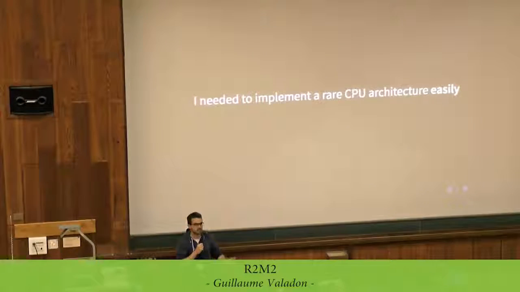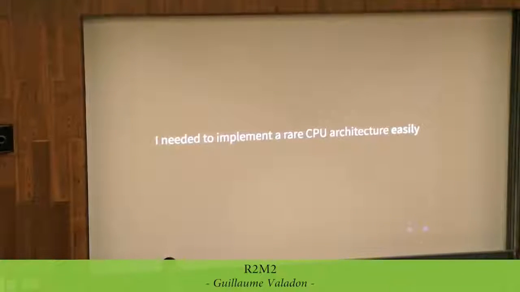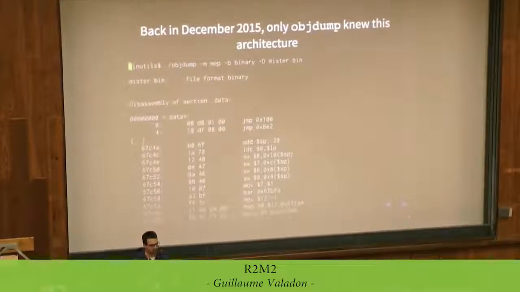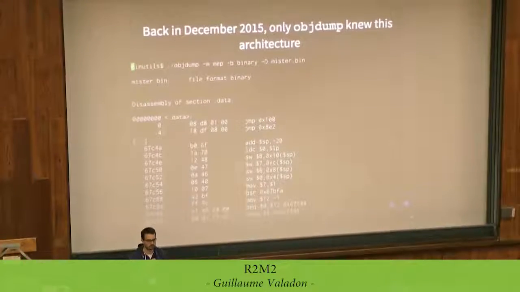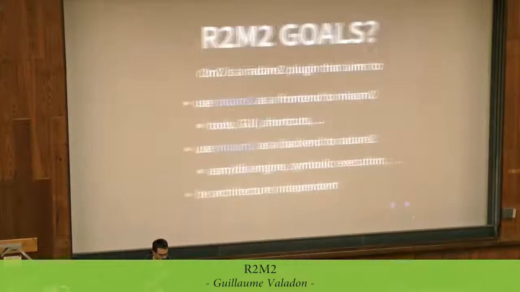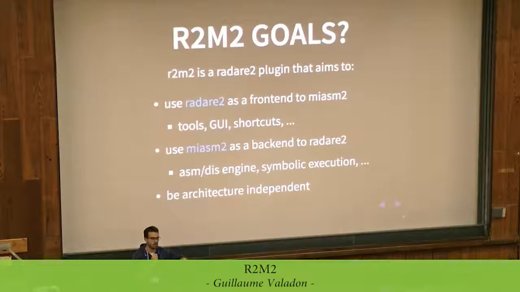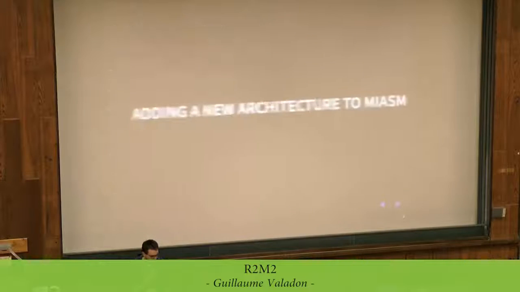So why did I do this miasm and radare2 sync? I needed to implement a really weird and exotic CPU architecture really easily. And one year ago, the only option was objdump, which was able to do some stuff with this architecture, but not that useful. So I decided to build R2M2, a radare plugin that aims to use radare2 functionality in order to give a GUI to miasm, and to bring miasm's assembly engine and symbolic execution engine to radare.